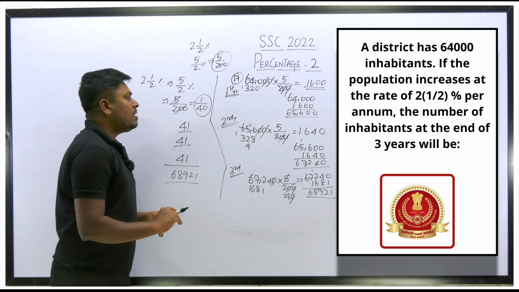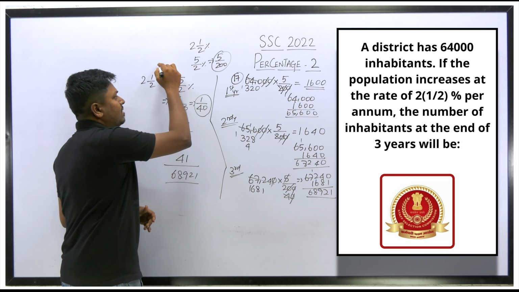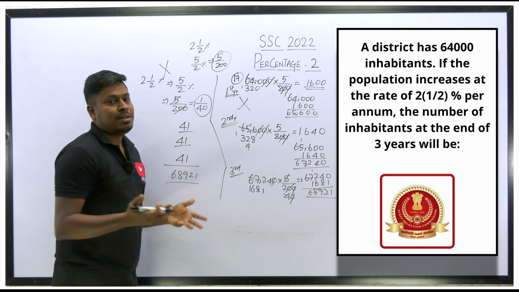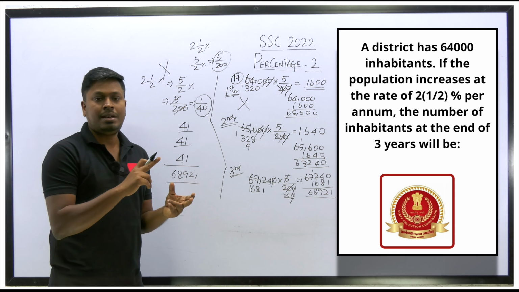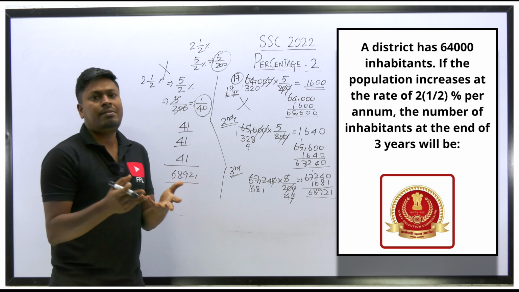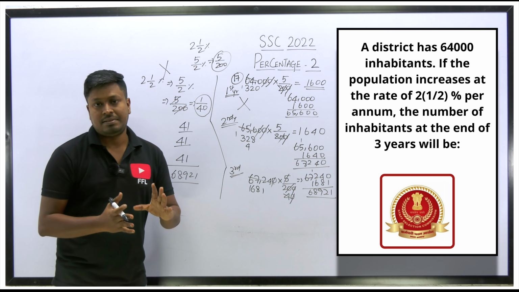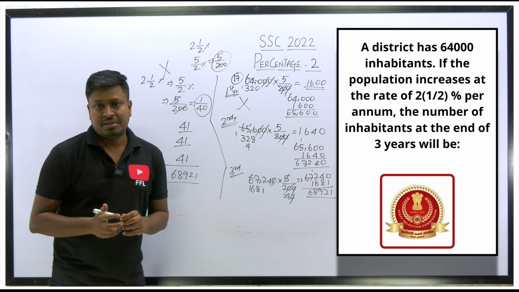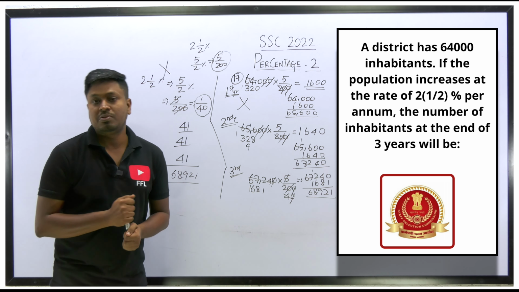Either way, or else, even if you feel this method is difficult, there is a formula in compound interest, what I have taught you in my percentage basics. Apply that formula directly, you will get the answer. So either way you can solve this question, but it is a most important question, because percentage and population problems are most important.